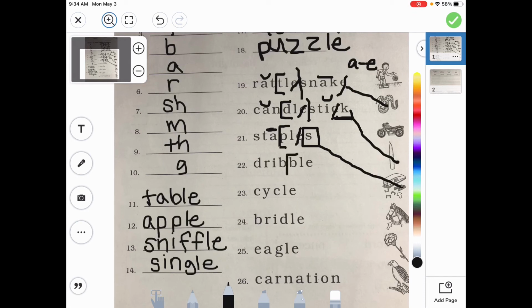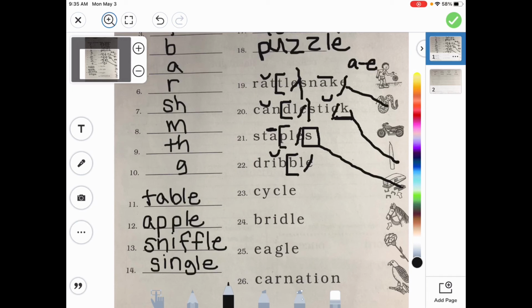Final syllable, B-L-E. So put your bracket up, cross off the E. Then on the first part, drib, your first syllable is just an I in front of a V. So I need to put that breve on there to make it short. Dribble. Very good. All right, our next word.